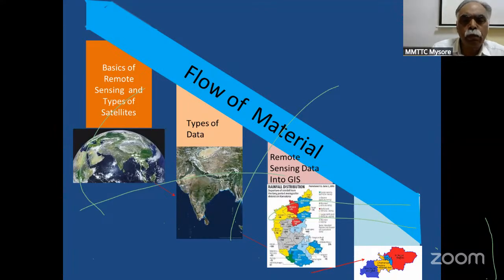I'll be giving various examples of remote sensing and GIS technology, and how it has been used for my own project work, because I have worked on international projects, four Japanese projects, and I have also done one on the process of desertification in Karnataka. So I will be giving some of the outputs I have got from my research.